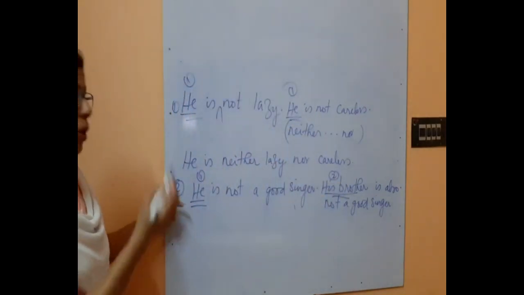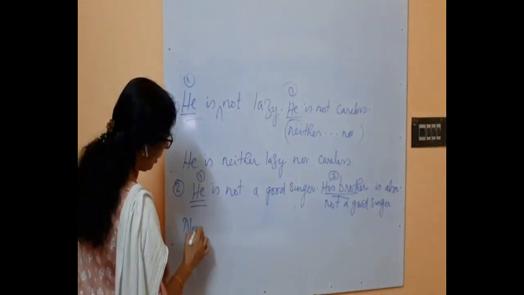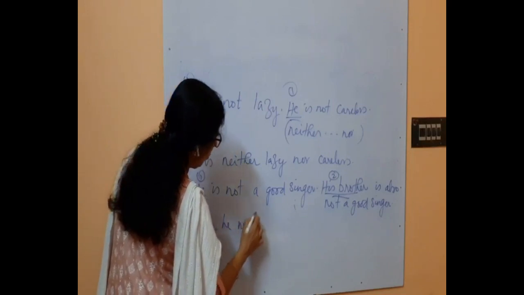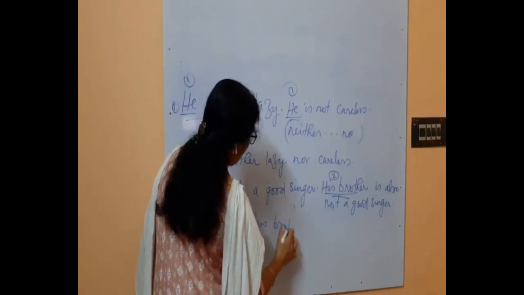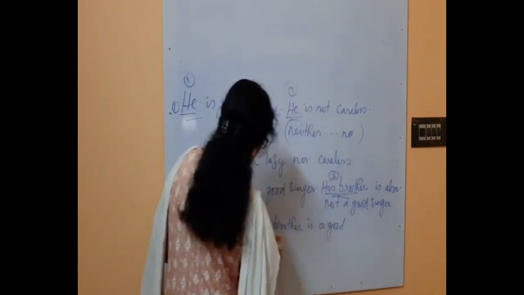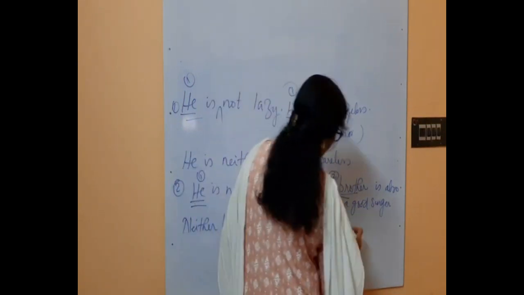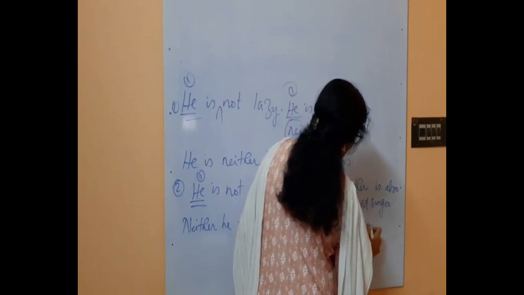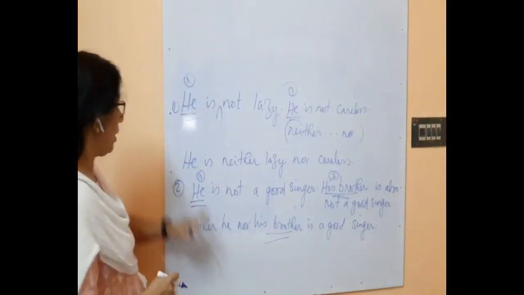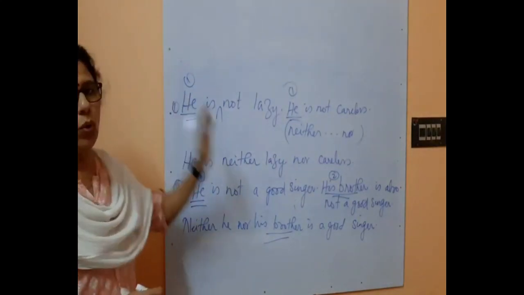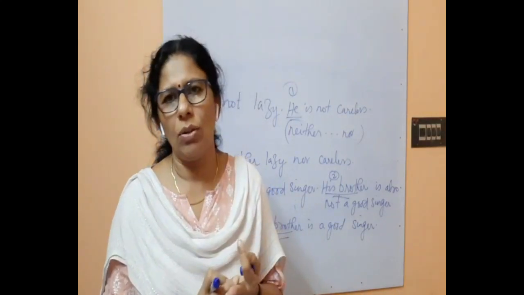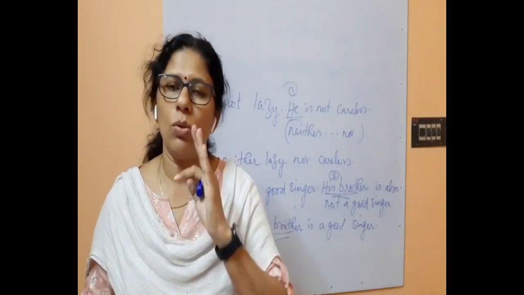You have to begin with the conjunction. Neither he nor his brother is a good singer. As his brother is a singular subject, that is why it is "is". Neither he nor his brother is a good singer. So here we can see that in all the three, not only but also, either or, neither nor, the rule is the same.